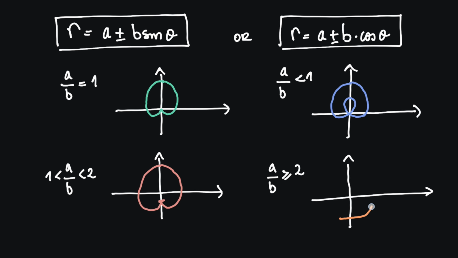So maybe it's going to be something like that. Okay, I cannot do it better. All right, so let's do a couple of examples of this to identify how to graph some Limacons. So let's suppose that we want to graph r equal to 2 minus 5 sine of theta.